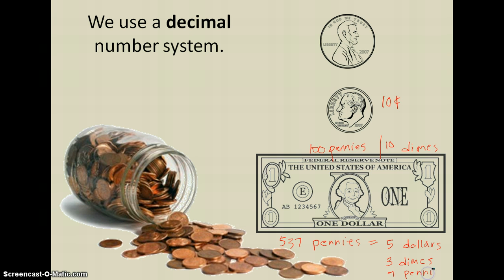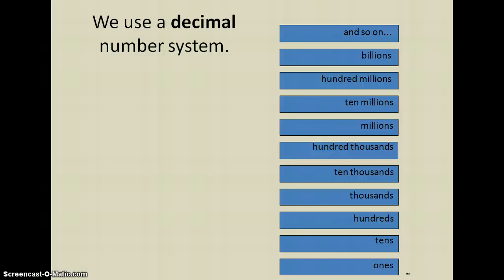So we're pretty used to breaking money amounts down, putting them into groups of tens and groups of 100, and thinking in that sort of way about our money, and switching things back and forth between, say, pennies and dollars or dimes and dollars. So in our number system, we do the same thing.